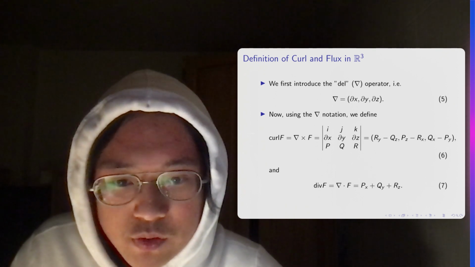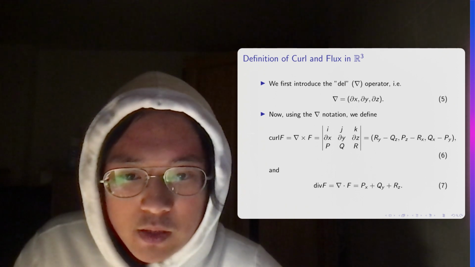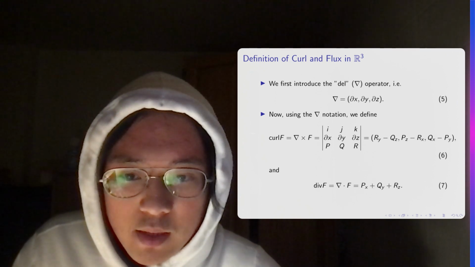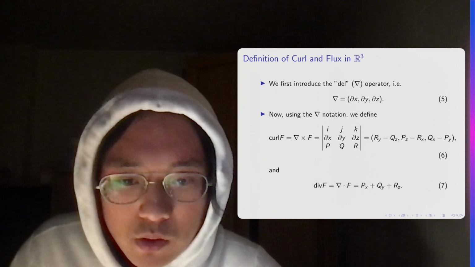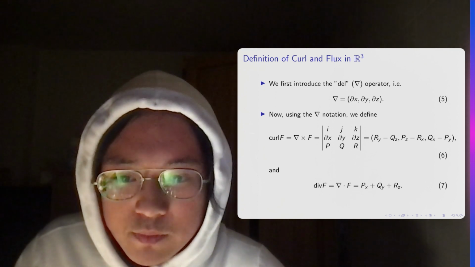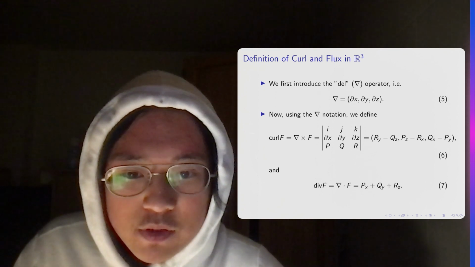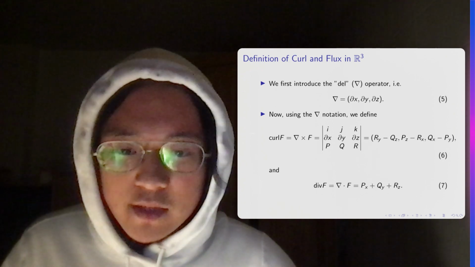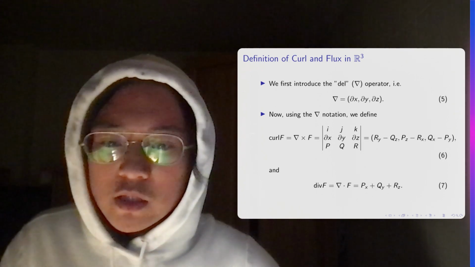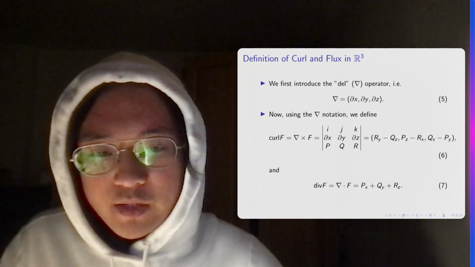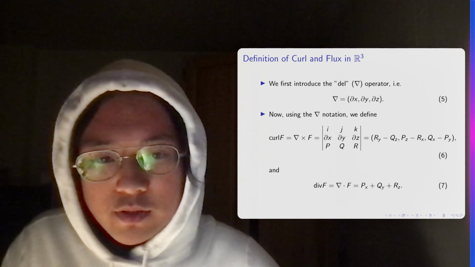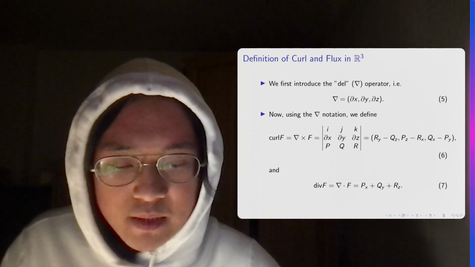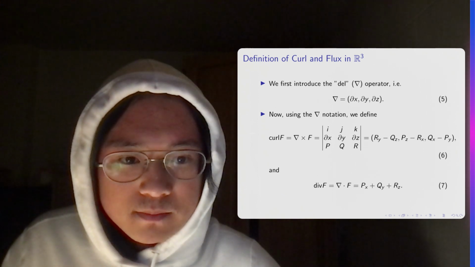To illustrate how this works, let's look at the first term. So we first apply partial y to r, and then we apply partial z to q. We then subtract them to get our first term, and we do the same with the rest of the terms. Similarly, we can define the divergence of f to be the dot product between del and f. You take the partial of p with respect to x, q with respect to y, and r with respect to z, and you add them up.